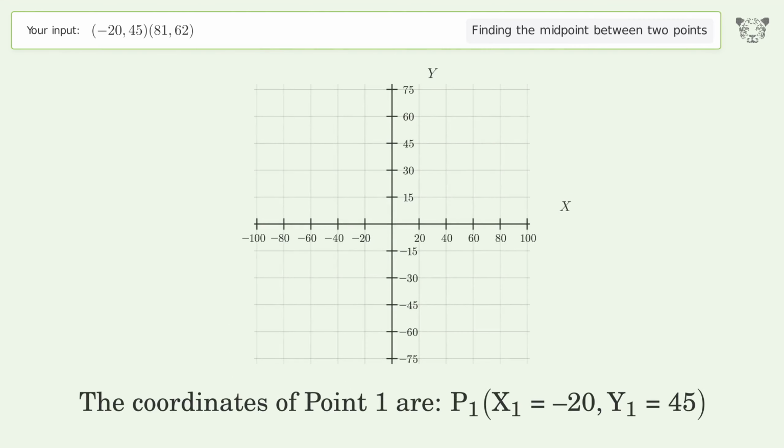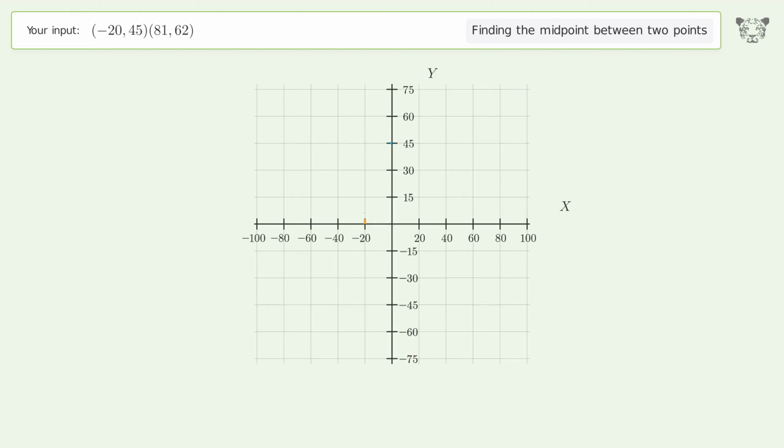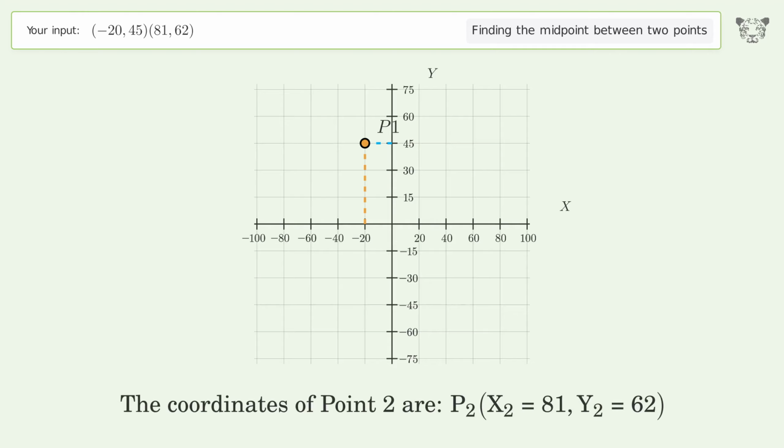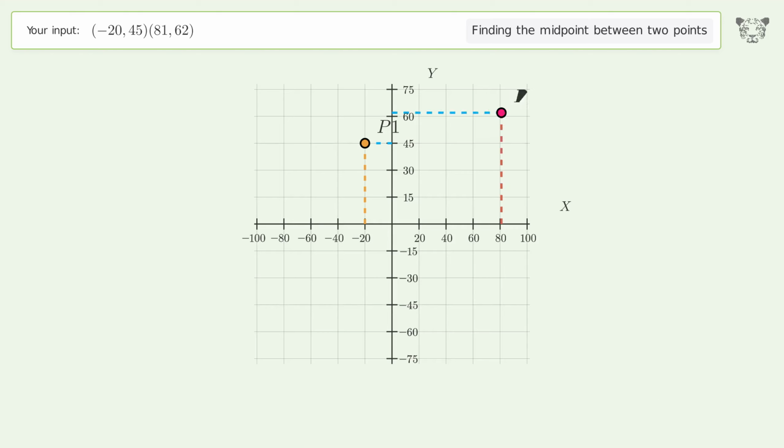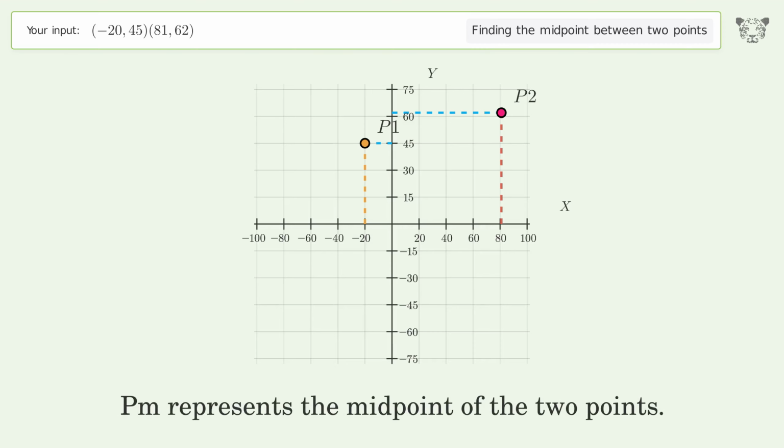The coordinates of point 1 are x1 equals -20, y1 equals 45. The coordinates of point 2 are x2 equals 81, y2 equals 62. PM represents the midpoint of the 2 points.